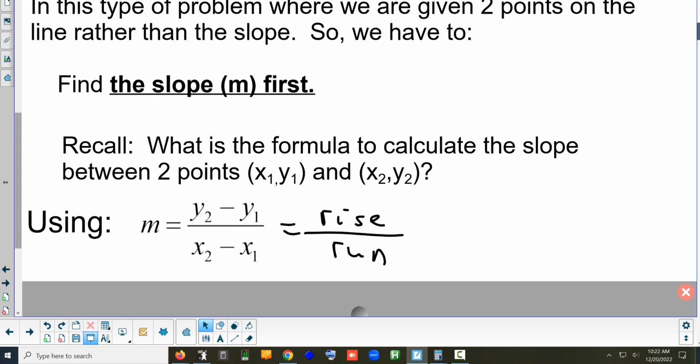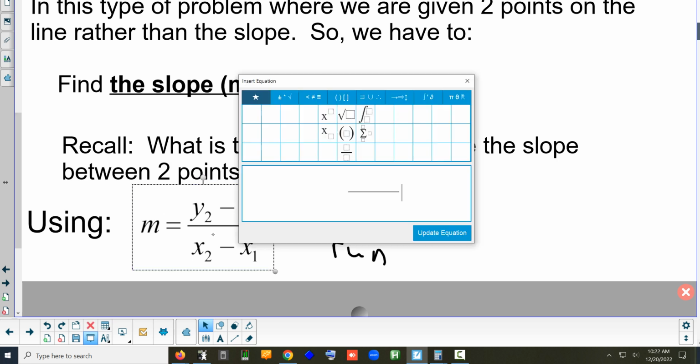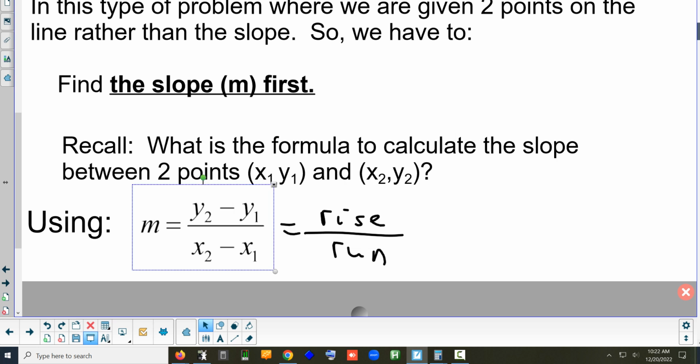You can do it either way. If you have a picture, it's easier to count. If you don't have a picture, then you're going to have to find the slope the way we practiced in the warm-up: y2 minus y1 over x2 minus x1. But that's the same as yesterday. Okay, so find the slope using that formula. And that's what we did.